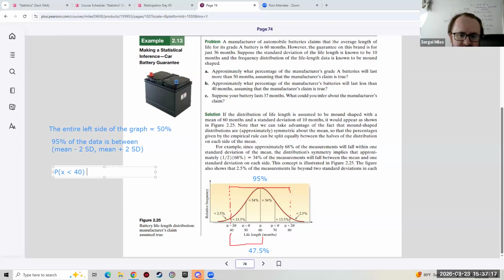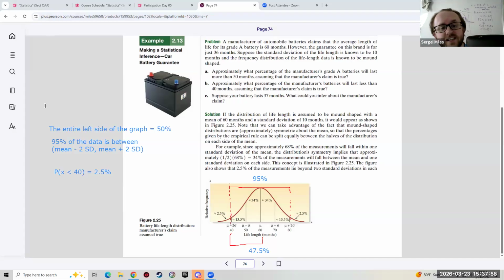This probability of X being less than 40. Well, the entire left side of this graph is 50%, minus the region we're not looking for, minus the 47.5, can tell me this tail piece I'm actually trying to find, and this is why in the picture they have 2.5% written for this little tail region. So if I were to take a battery from this company, a randomly selected battery, the probability that that battery would die before 40 months would be 2.5%.